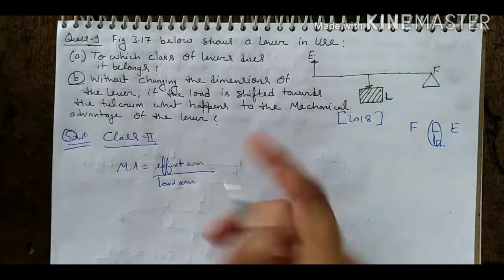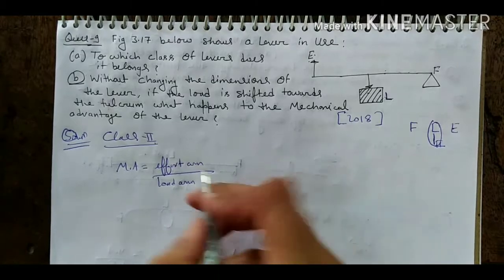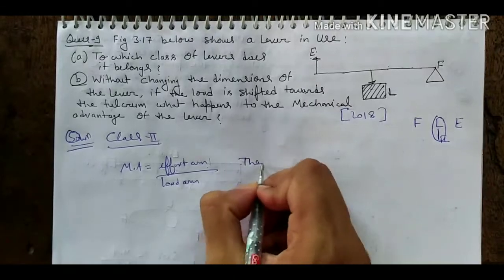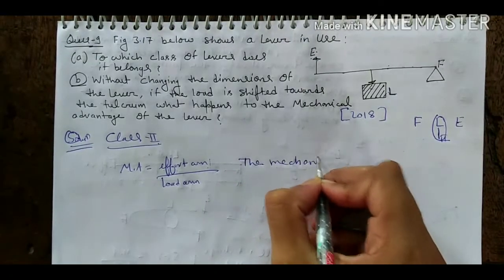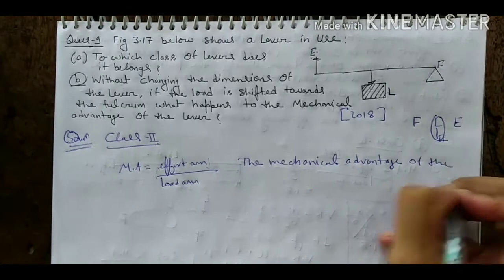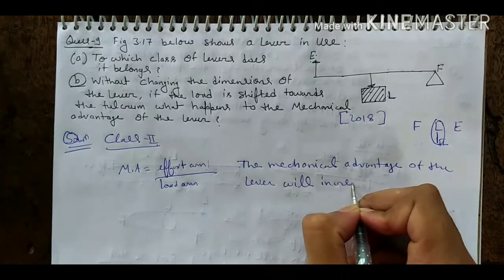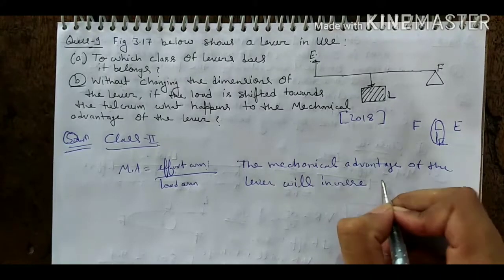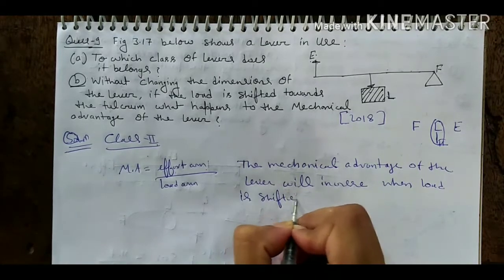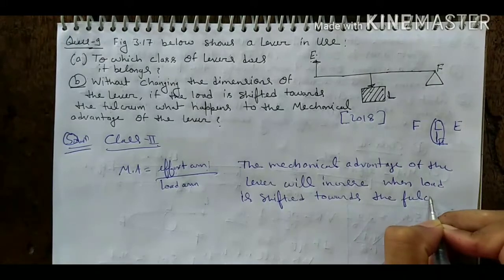क्योंकि देखो यहाँ पे जब शिफ्ट करेंगे तो लोड आर्म क्या होगा? डिक्रीज करेगा, कम होता जाएगा। एफर्ट आर्म विल बी इंक्रीज। इट मीन्स मैकेनिकल एडवांटेज इंक्रीज और डिक्रीज। एफर्ट आर्म बढ़ रहा है तो मैकेनिकल एडवांटेज भी क्या होगा? बढ़ेगा। इट मीन्स द मैकेनिकल एडवांटेज of the lever will increase when load is shifted towards the fulcrum. Very simple question.